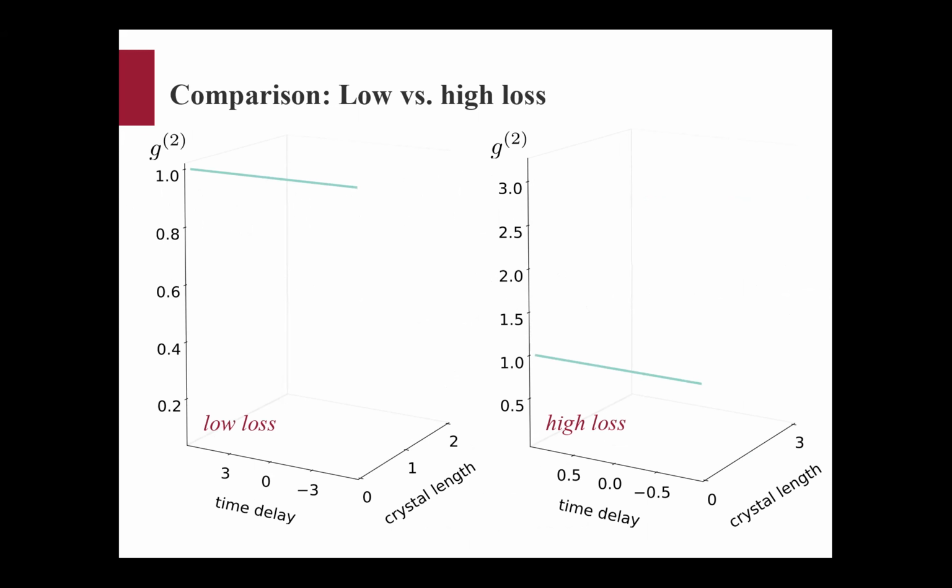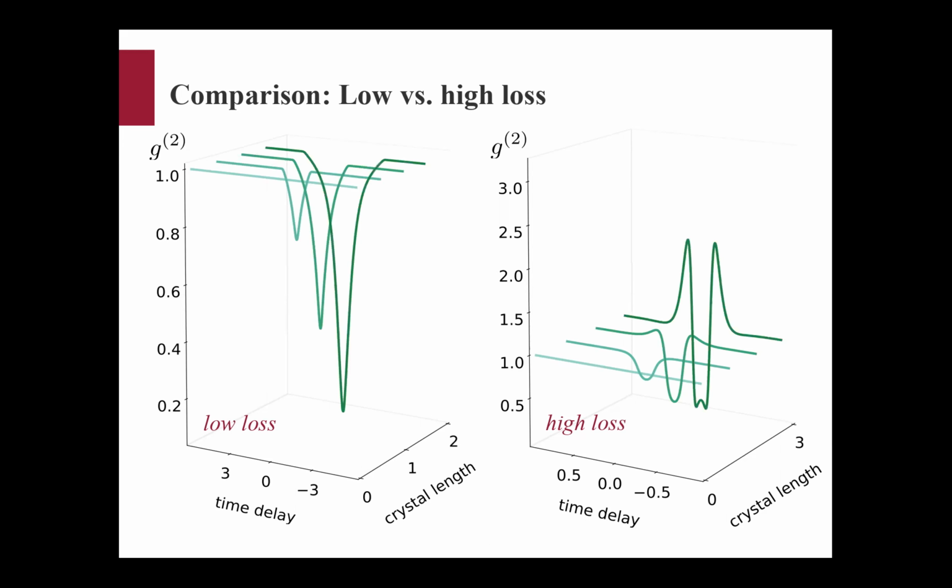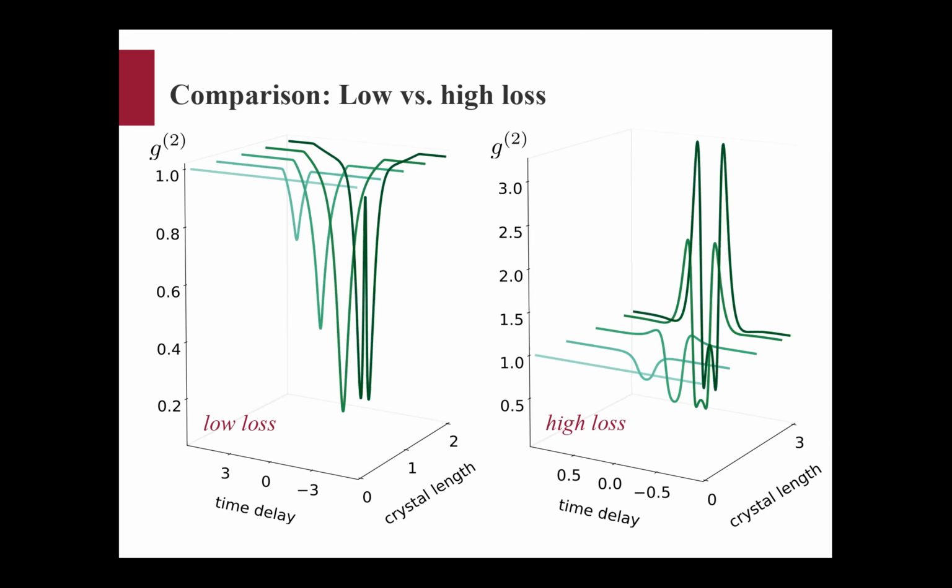So initially, when we just enter the crystal, this is a coherent light field, an uncorrelated two-photon field. So it has no correlations. Then as we go through the crystal, correlations build up. So we see a dip here that deepens and deepens until it hits a very low value. And then something happens when the crystal becomes even longer than that.